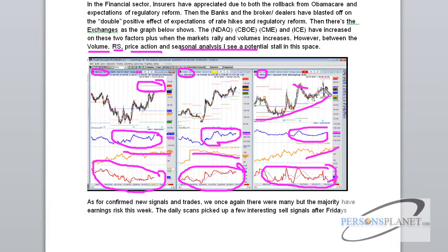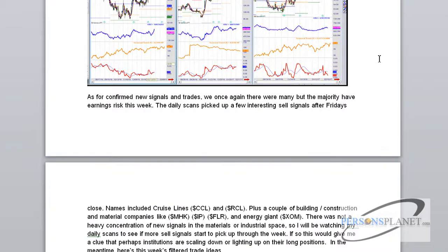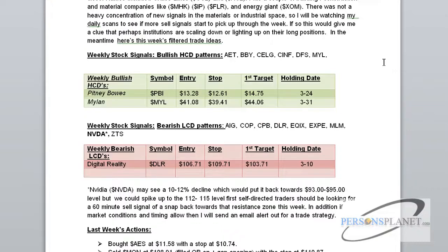And as you can see, the market's rallying to newer highs, volume's not following through, relative strength is not following through, relative strength is actually declining. So I saw a stall in this space, as I wanted to alert you to.